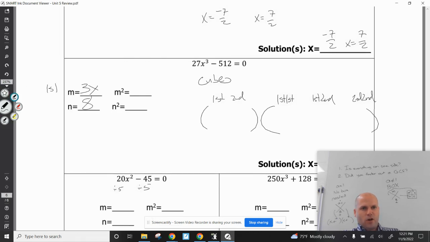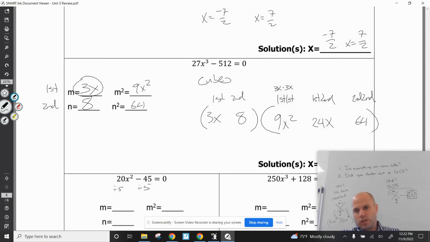Okay, I call this my first. This is my second. Ready? First, second. First times first. This is where people make mistakes. 3x times 3x is not 3x squared. It's 3 times 3 and x times x: 9x squared. First times second, 3x times 8, is 24x. Second times second is 64.